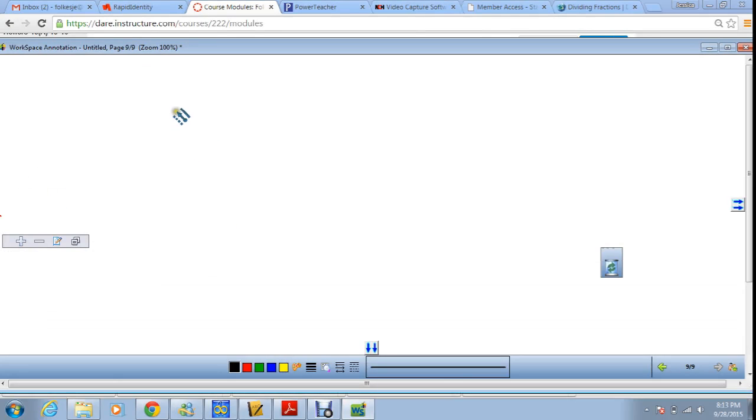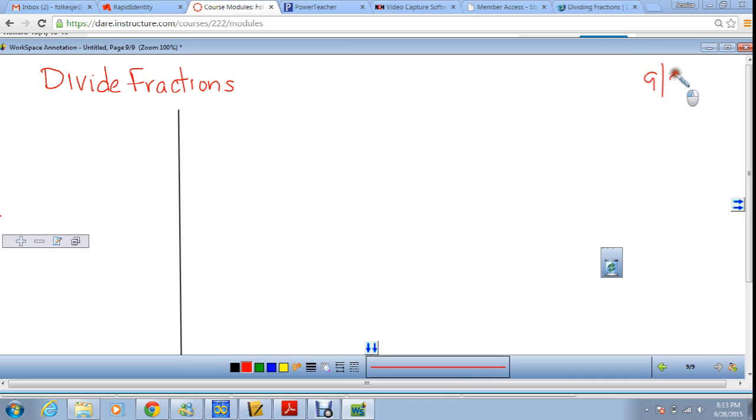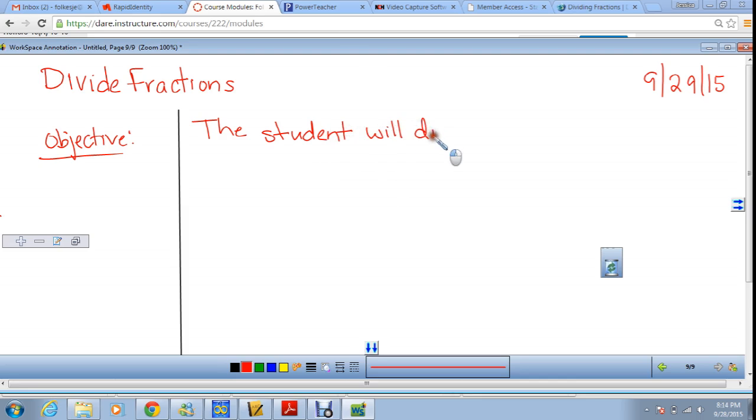Alright, first thing we're going to do is set up our notebook paper. Okay, today we're going to divide fractions. Let's get our title and today's date, our objective: student will divide fractions.